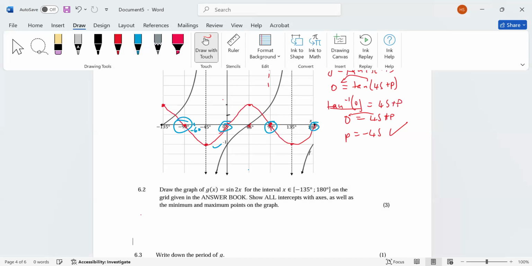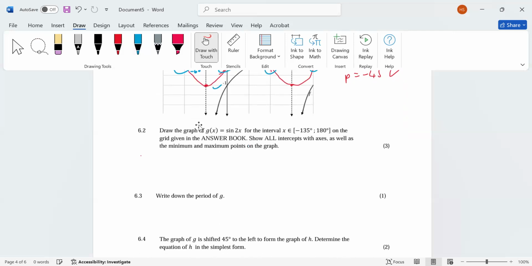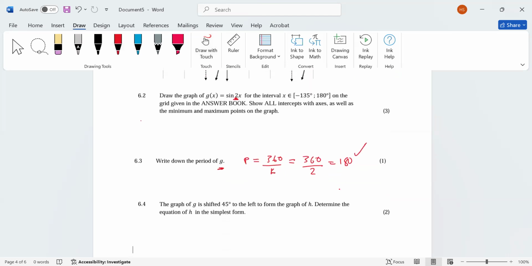Okay, they say number 6.3, write down the period of g. The period is going to be 360 divided by k, k being the value before x. So 360 divided by 2. It's 180.